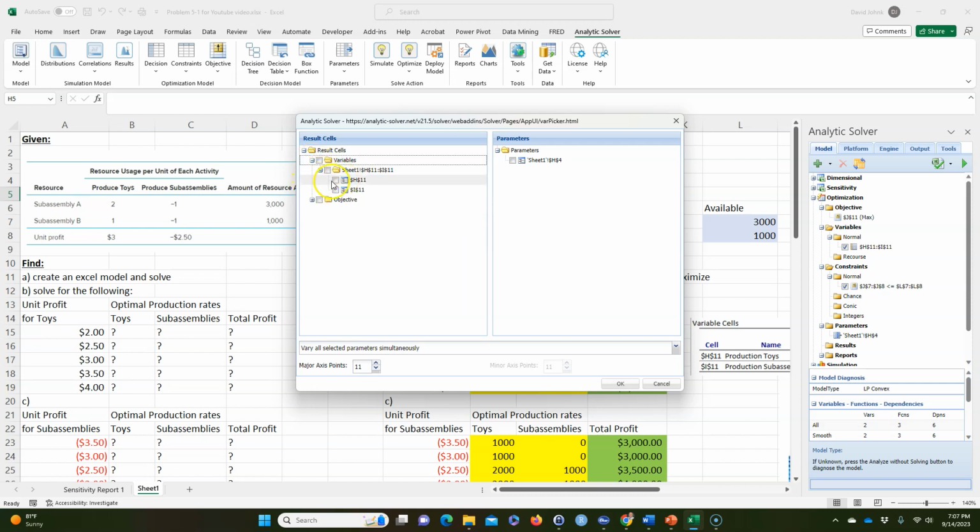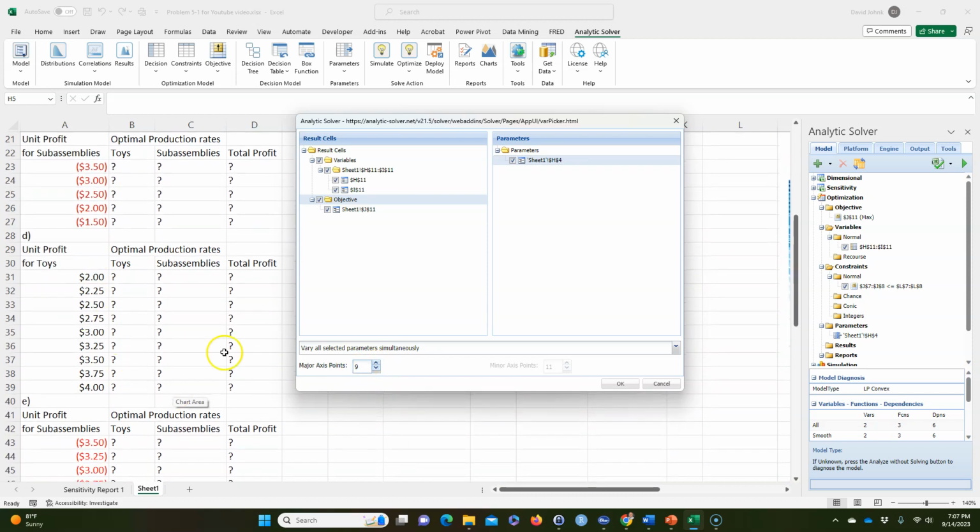And I want to show these variables, and I want to show this variable. Now I could have just clicked this and it would have done the same thing, but I'm just showing you what they are. And this parameter I just added, I want to show that in my report. I'm going to change this to 9 because I want 9 different observations. And then I go OK.